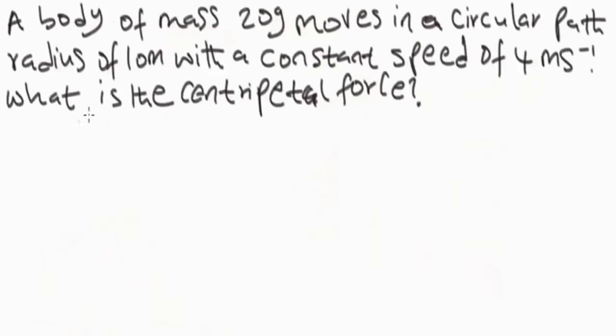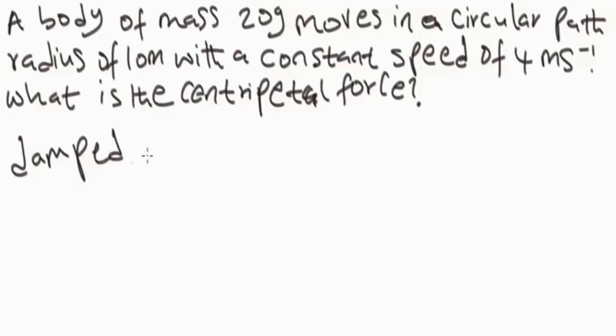Okay, so let's look at this question. It says a body of mass 20 grams moves in a circular path of radius 10 meters with a constant speed of 4 meters per second. What is the centripetal force? Before you solve this problem, note that this is very important: in simple harmonic motion, the oscillation is said to be damped when the amplitude gradually decreases with time. So take note of this.